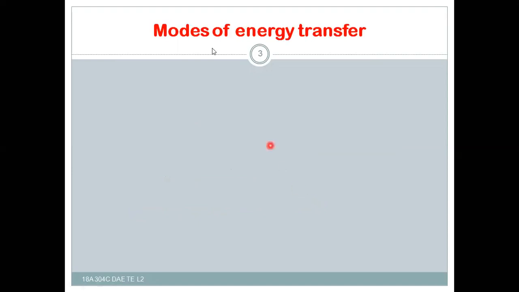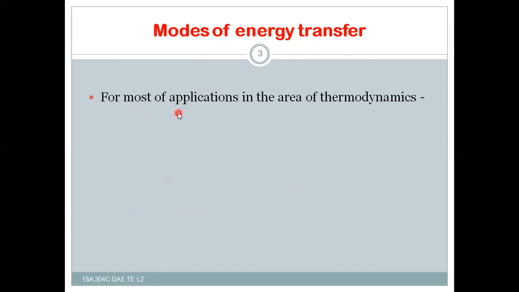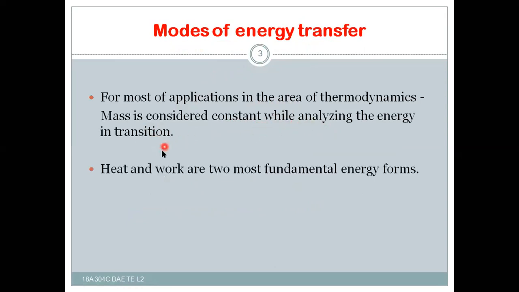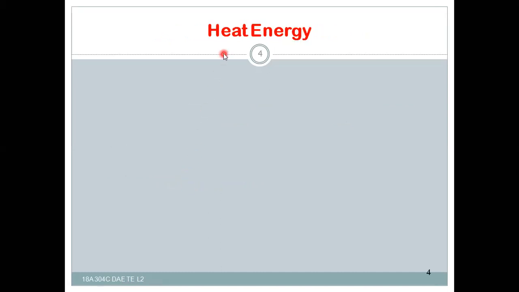The first one is the modes of energy transfer. For most applications in the area of thermodynamics, mass is considered constant while analyzing the energy in transition. Heat and work are the two most fundamental energy forms.